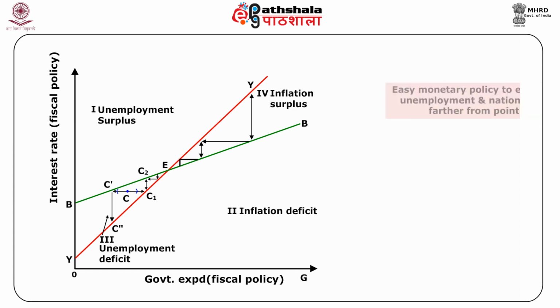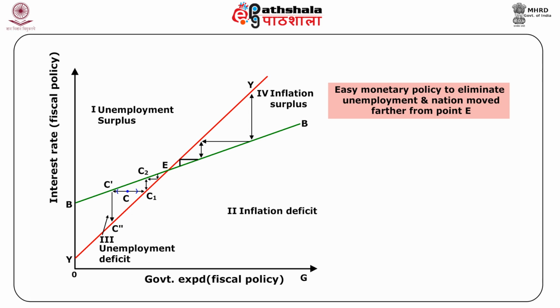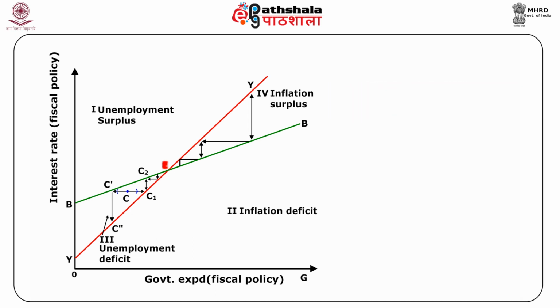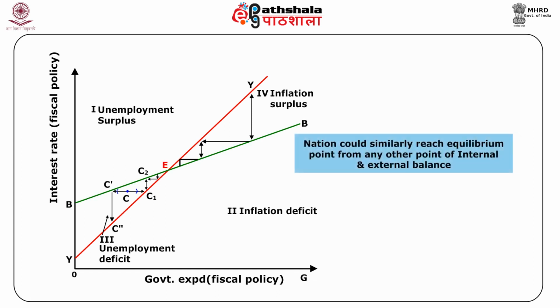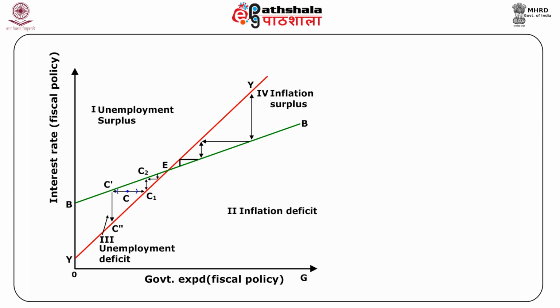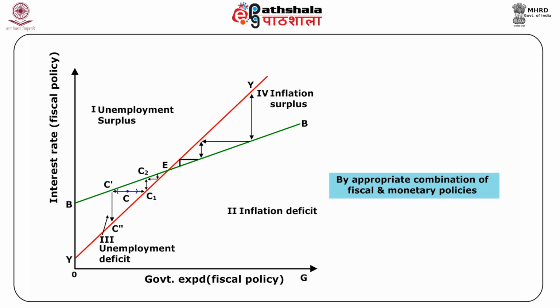If it used an easy monetary policy to eliminate unemployment, it could have moved to point C double dash on the YY line, and so the nation moved farther and farther away from point E. On the other hand, if the nation appropriately used an expansionary fiscal policy to reach point C1 on the YY line and then used a tight monetary policy to reach point C2 on the BB line, the nation would have been closer to point E. So, the nation could similarly reach the equilibrium point E from any other point of internal and external imbalance by the appropriate combination of fiscal and monetary policies.